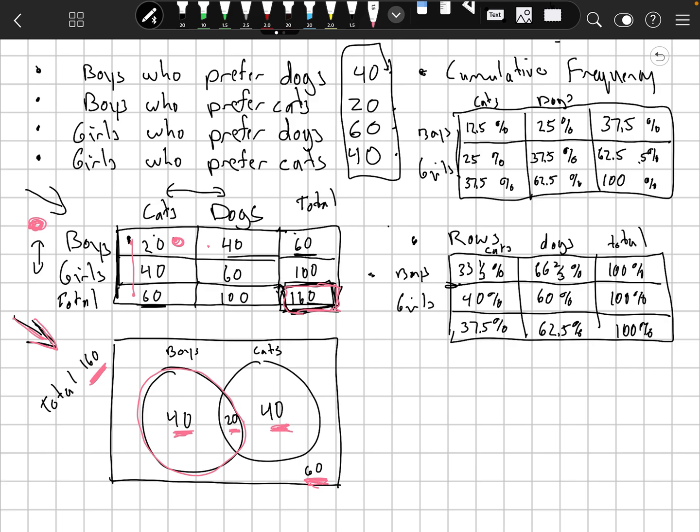Okay, the really big question is: is there a relationship between gender and the type of pet that you like? Are boys more prone to like dogs, or are girls more prone to like dogs or cats? That's the question here. And so we have some cumulative frequency tables, and I hope to answer that question by the time we're done talking about them. So the first cumulative frequency table was designed by dividing everything by 160 and coming up with a percent.